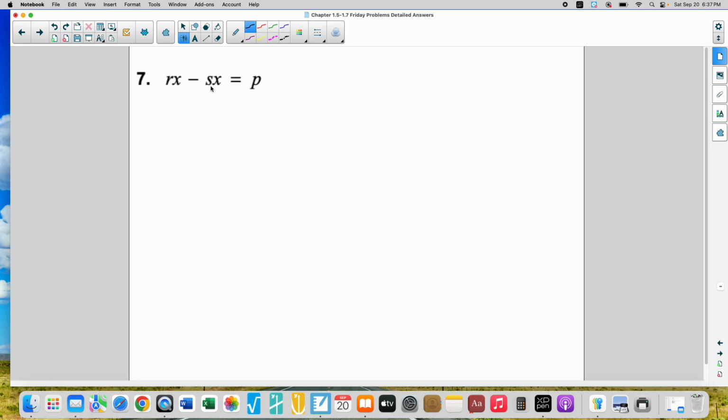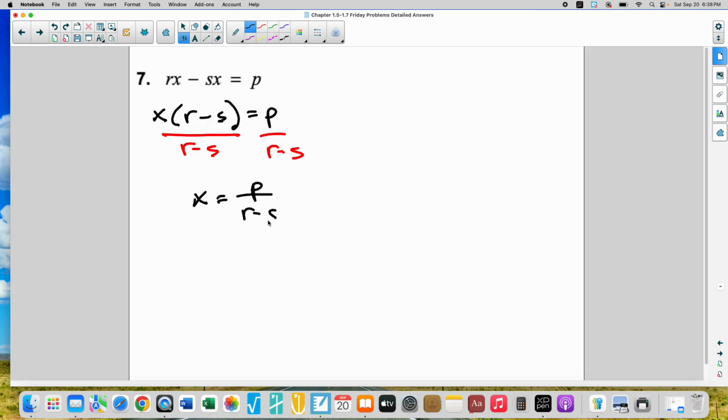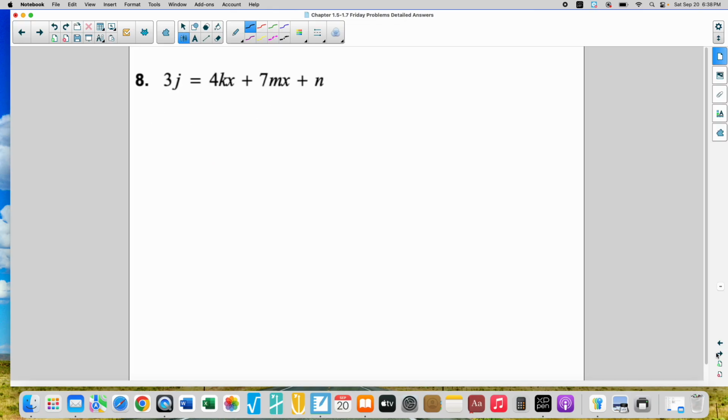Okay, these are unlike. They both have an x, so I'm going to factor out an x. If I take the x from rx, that leaves me with r. If I take it from negative sx, we get negative s and p. Let's divide by r minus s, divide by r minus s, and we get x equals p over r minus s. That's a good one.